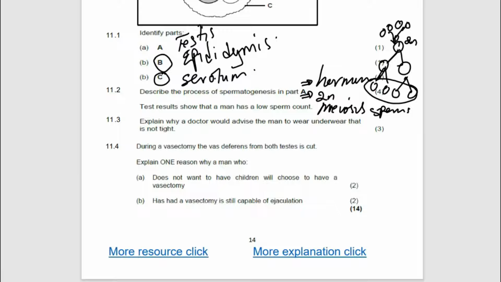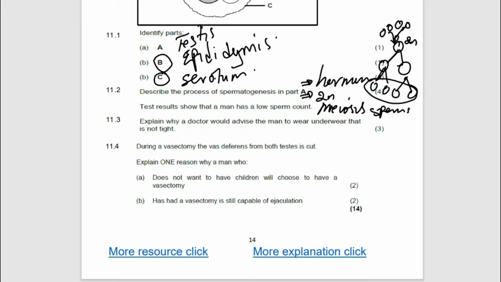Then we go to another question. Explain why a doctor would advise the man to wear underwear that is not tight. So remember that whenever you are tight, the pressure increases. And the moment the pressure increases, in most cases, the pressure is associated with high temperatures. And if the high temperatures are there, then definitely the temperatures are going to exceed the normal temperatures at which sperms are being produced. Therefore, it means that it's going to lower the sperm count. That is the basics behind that.